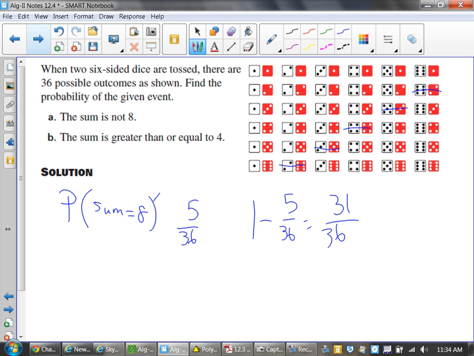Same thing with where it says the sum is greater than or equal to 4. Well, if I want to go through all the dice to figure out where the sum is greater than or equal to 4, wouldn't it be quicker to figure out which ones are less than 4? Well, how many of them are less than 4? 1, 2, 3 of them, right? I was only counting the red dice. Oh, they're talking about the sum. So the sum, we would find the complement then, so it would just be 1 minus that 3 of them. You get 33 out of 36, which is 11 over 12.